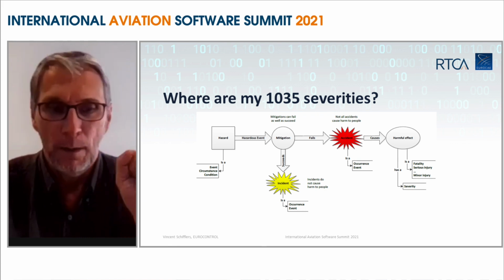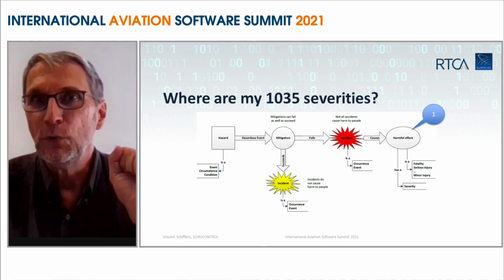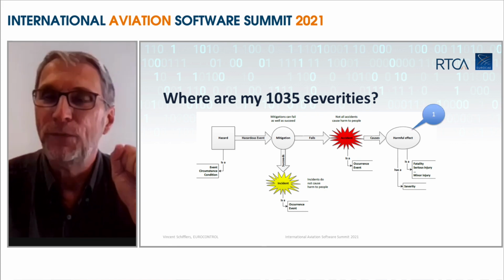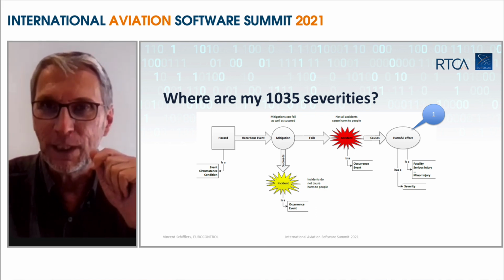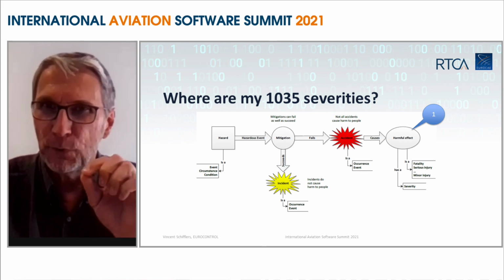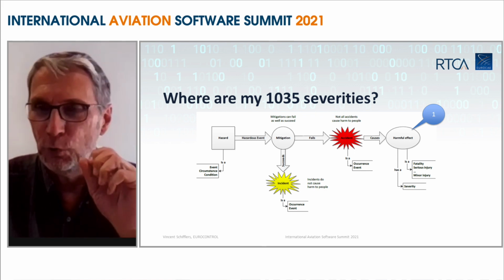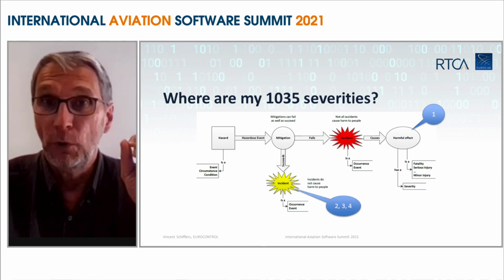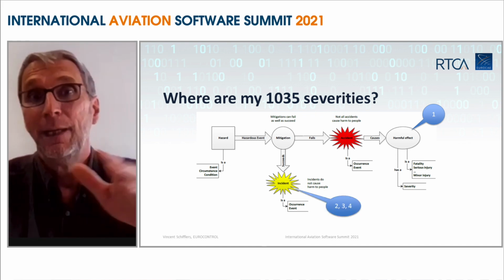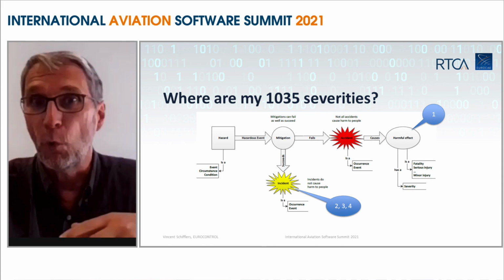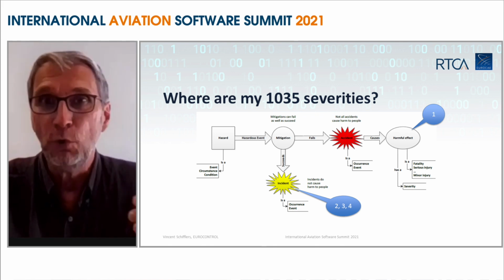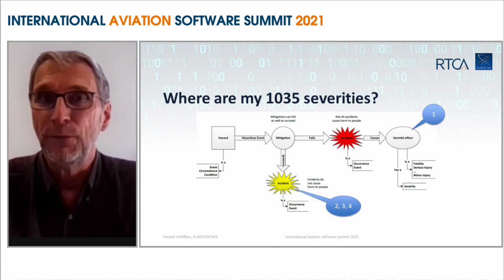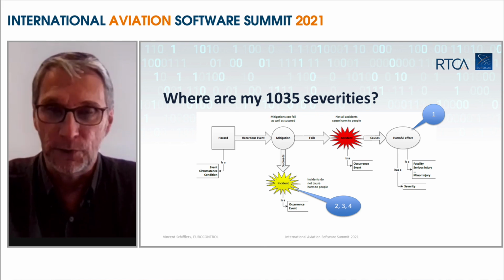Obviously, if we do a mapping with the old severity classification scheme, we can map severity 1 nearly to the harmful effect. All the other severities will be a big box of all the incidents. So severities 2, 3, and 4 will be classified as incidents. Okay.